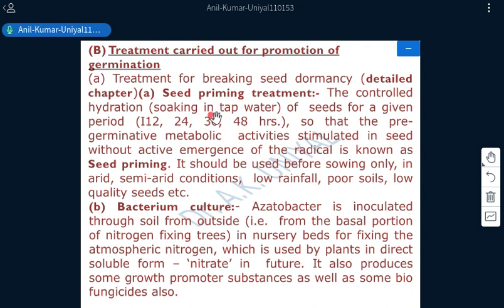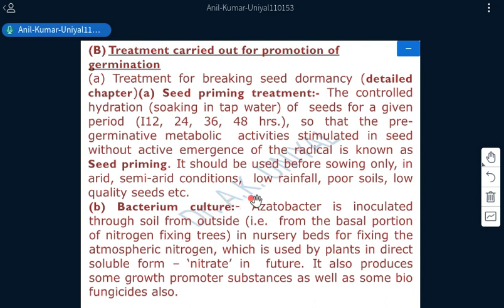Then we have seed priming treatment, the controlled hydration or soaking of seed in tap water for a given period, that is 12 hours, 24 hours, 36 hours, or 48 hours, so that the pre-germinative metabolic activities are stimulated in the seed without active emergence of the radicle. That is known as seed priming. It should be used before sowing, only in arid and semi-arid conditions. Low rainfall, poor soil, and low quality of seeds are the cases where this kind of seed priming treatment is used.